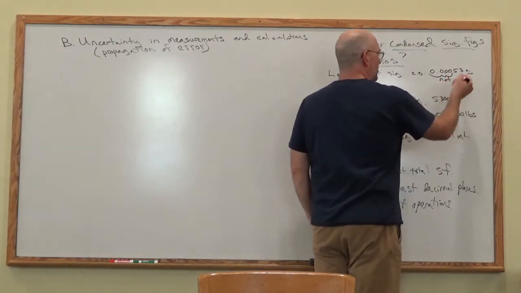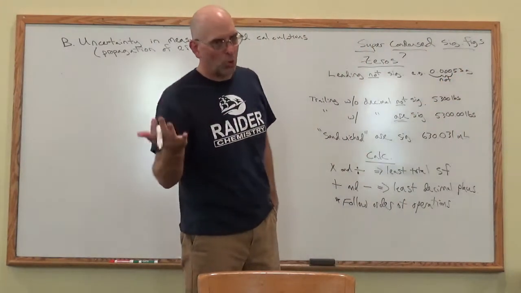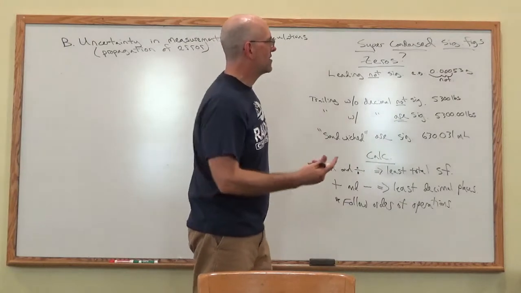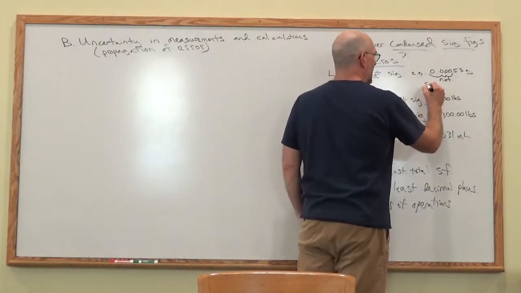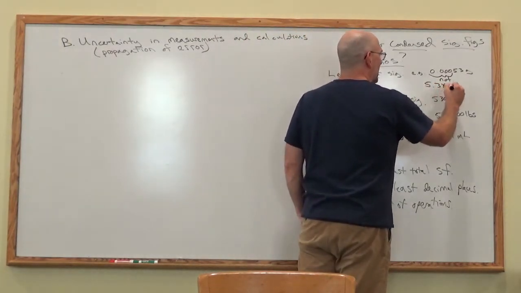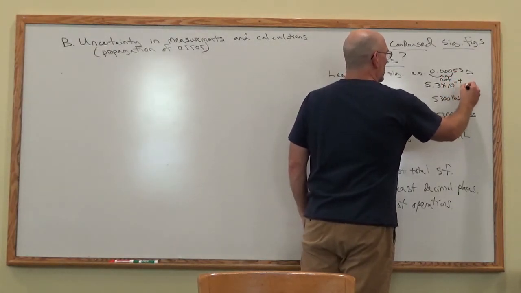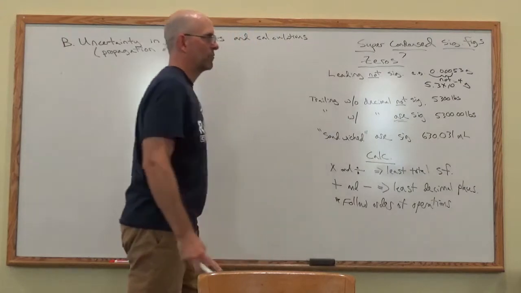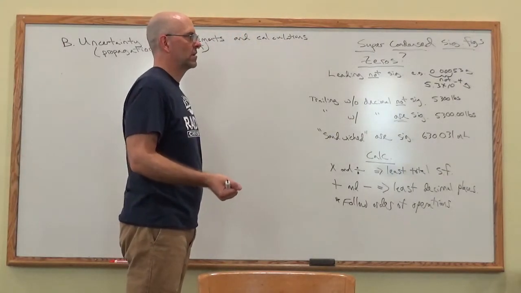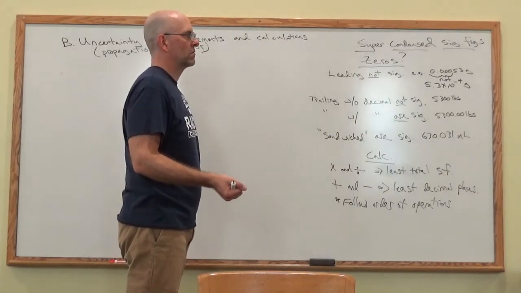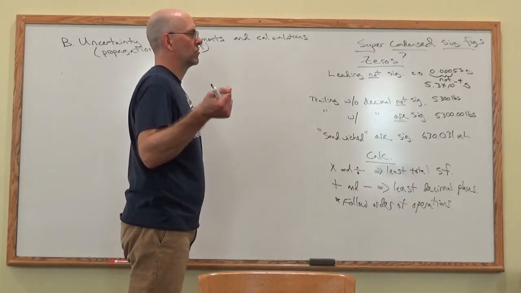Non-zero digits are always significant. So what we do is we take away the ambiguity, we put it in scientific notation. We call this 5.3 times 10 to the minus 4 grams. I guess that would be 530 micrograms? No. Yeah, okay.